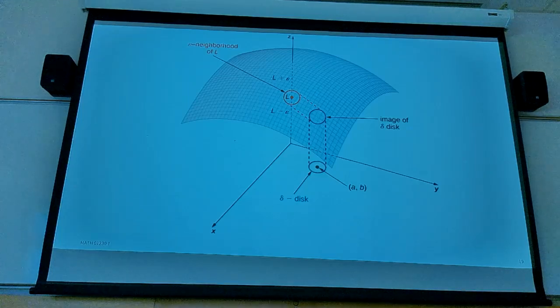This is just kind of visualizing what the definition says. We can make f arbitrarily close to L by choosing a sufficiently small delta disk around (a,b).